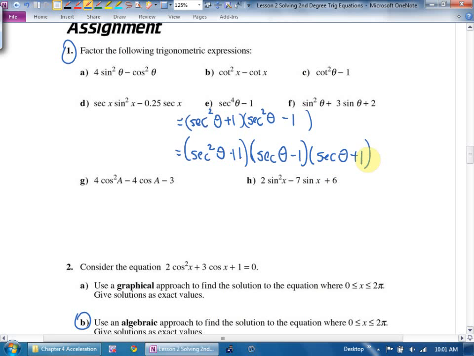Mr. Dueck, will you put one like that on the test? Probably not. Probably not.